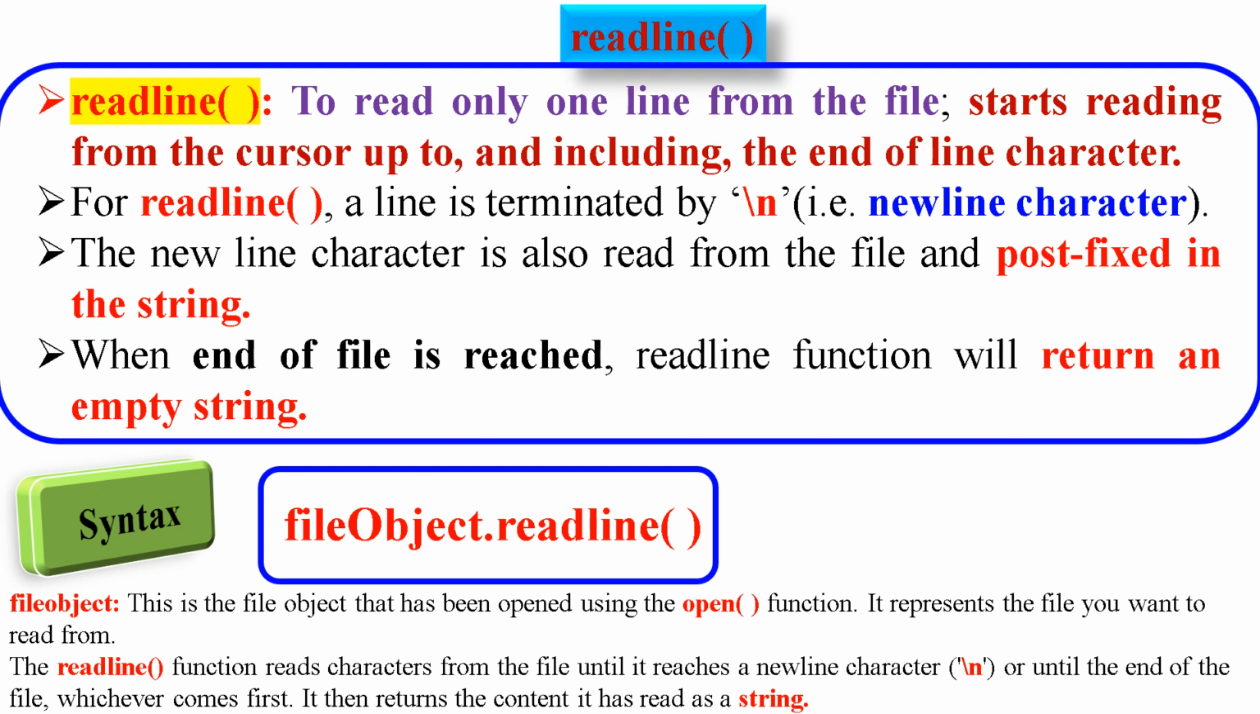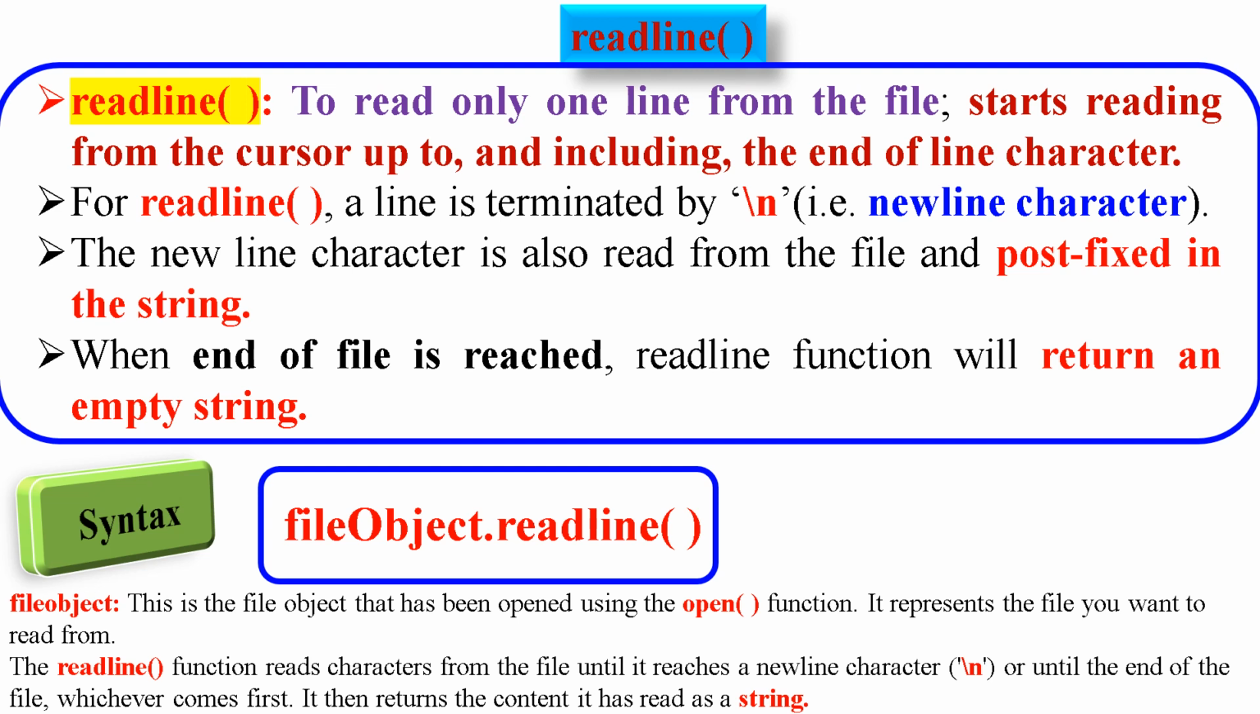Now, come to the second point. For the readline function, a line is terminated by \n, that is, the new line character. The new line character is also read from the file and postfixed in the string. When end of file is reached, the readline function will return an empty string. The syntax for the readline function is file object.readline().